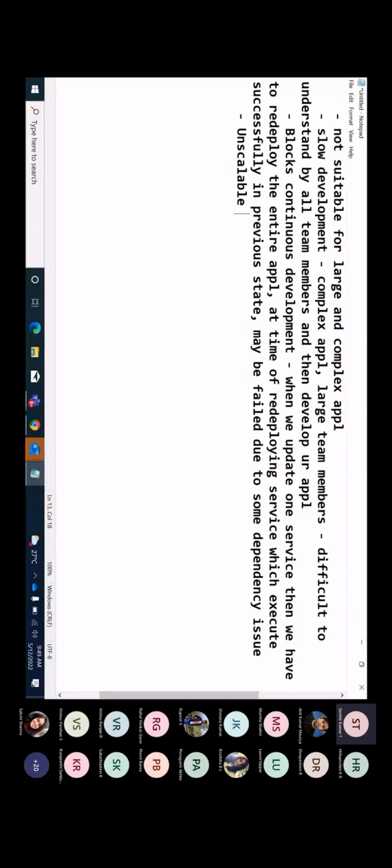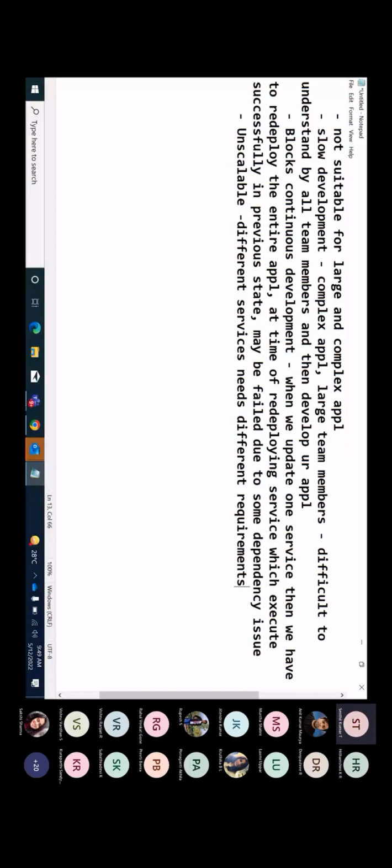So that's the reason it is called unscalable. So what is unscalable now? Different services need different requirements. We can't give one configuration to one service and another configuration to another service. That is not possible, so that's the reason it is called unscalable.